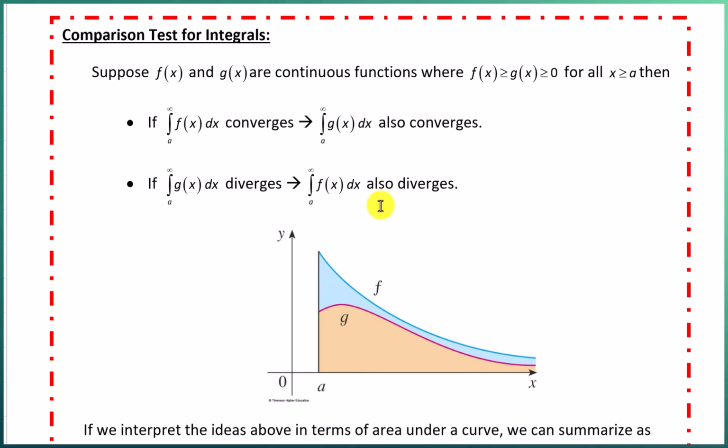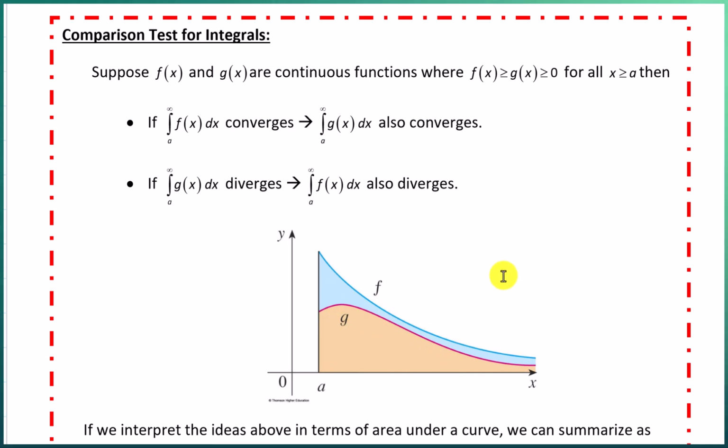So if you look down here at this image, this is an image describing the relationship between these two functions. So g of x is always smaller than f of x. They are both positive functions, and we are looking at this from x greater than or equal to a. Then, if we consider the integral from a to infinity of f of x, if the bigger function converges, then the function that is always below it must also converge.